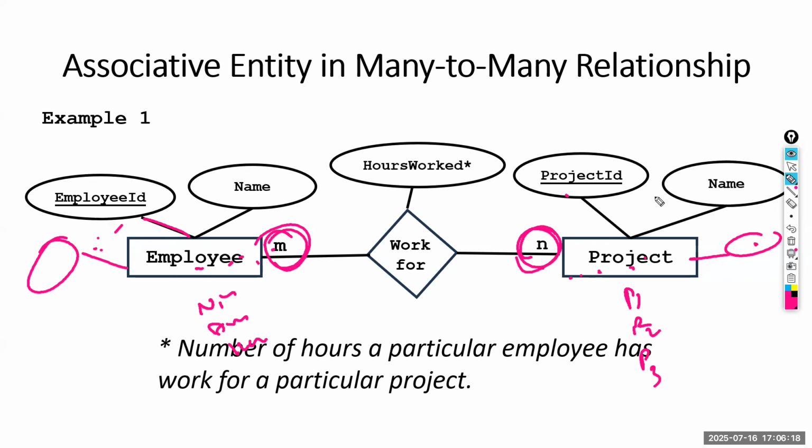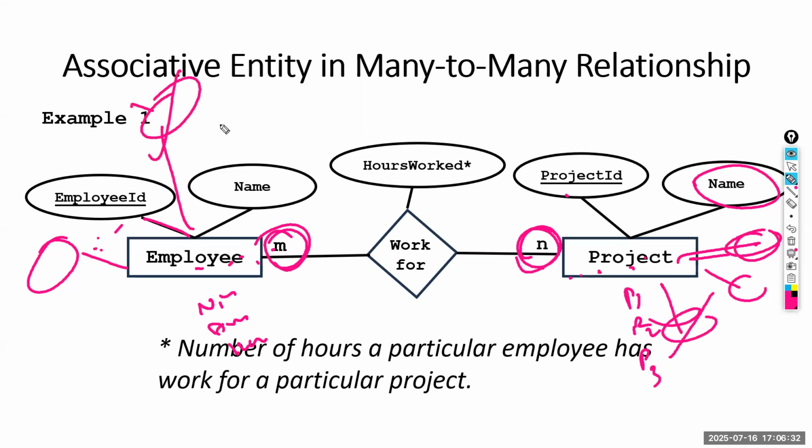Project 10, Amal, both are there. Of course, I can say project name, project location, project budget, but this is how many hours Amal has worked for this project. You can't have it here, you can't have it here, because this concept combines employee and project.